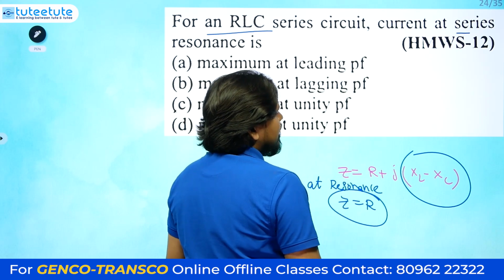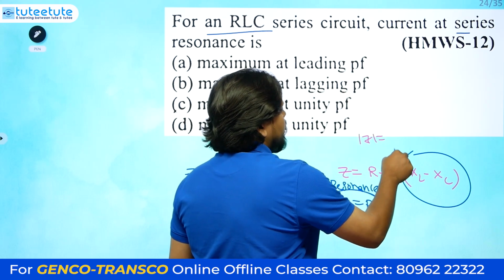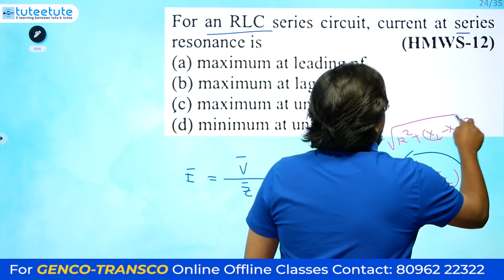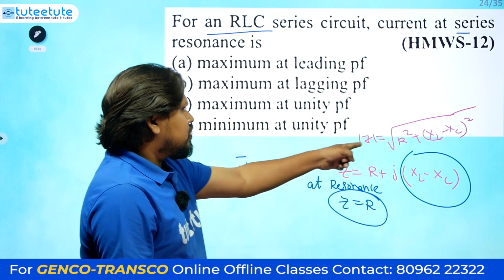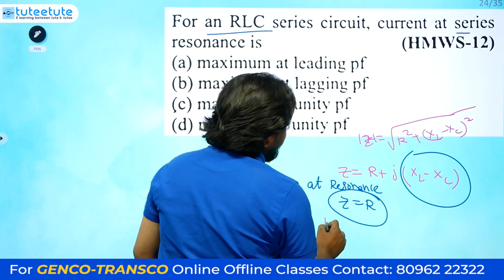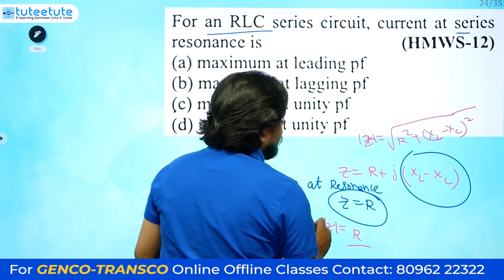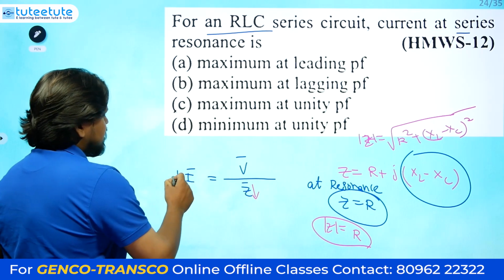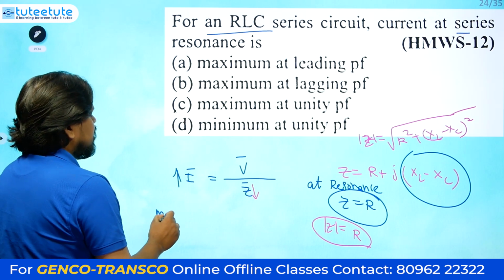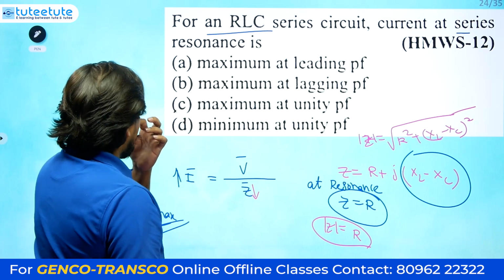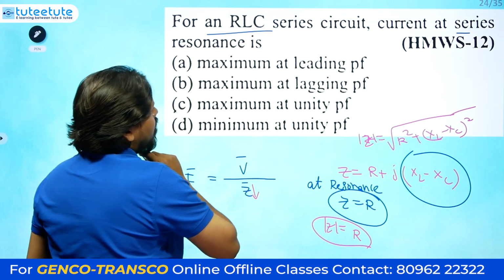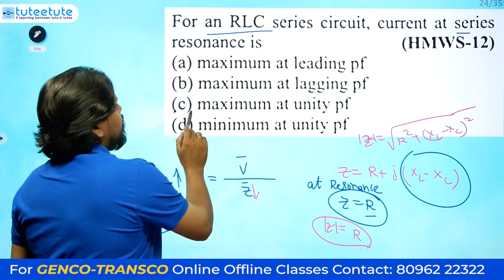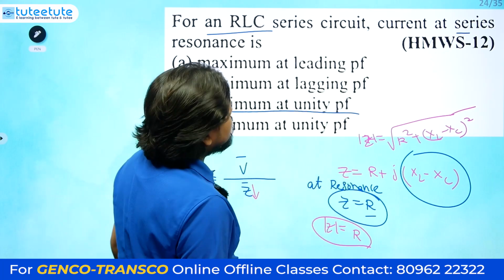Previously, the magnitude of Z is the square root of R square plus (XL minus XC) whole square; we have to write it like this, not separately. Now the magnitude of Z equals only R. So under resonance condition Z decreases, and when Z decreases, current increases and the current will be maximum. What is the power factor? We already know: only R is present, we are not having reactance. So it is maximum at unity power factor. This is the correct answer.